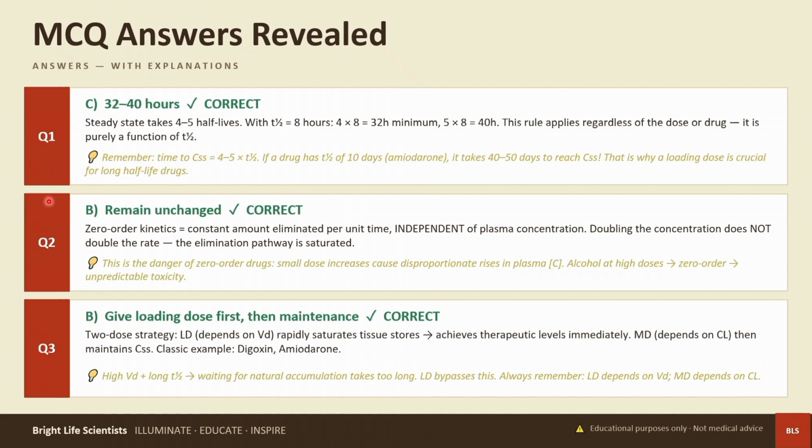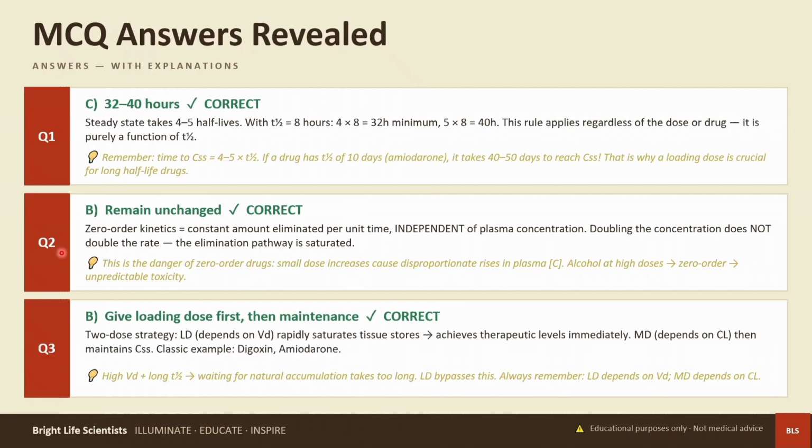Question 2, the answer is B. Remains unchanged. In zero-order kinetics, a constant amount is eliminated per unit time, completely independent of plasma concentration. The elimination pathway is already saturated. It physically cannot go faster. Doubling the concentration does not double the rate.